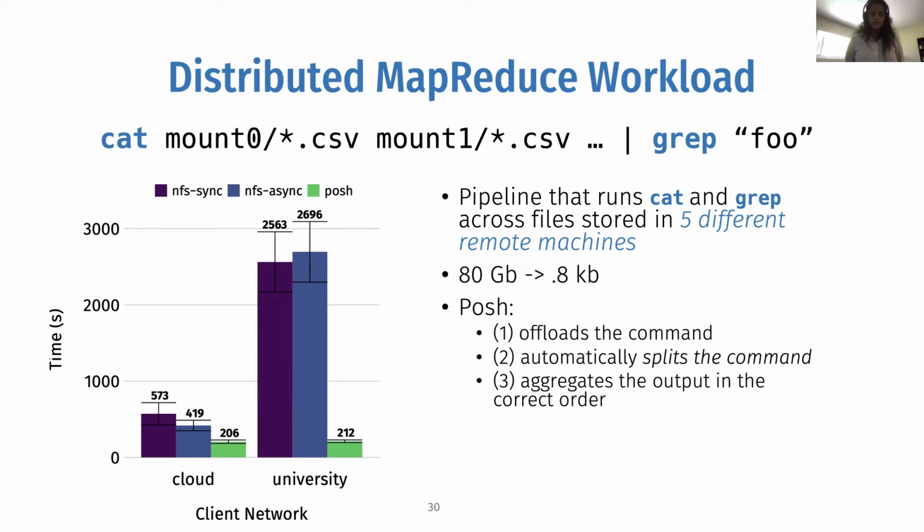POSH has access to 5 proxy servers corresponding to each of the NFS servers. POSH enables this speedup by offloading the command to prevent data movement, but it also understands the semantics of the command and automatically splits the command into 5 portions that execute on each of the proxies in parallel and aggregates the output in the correct order.